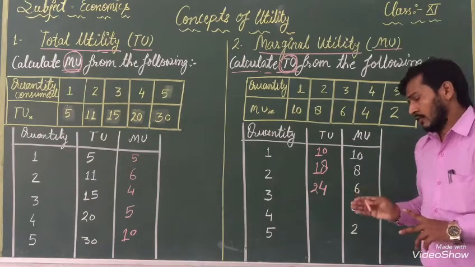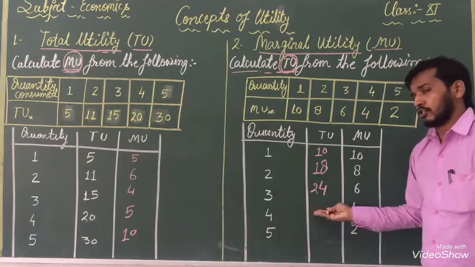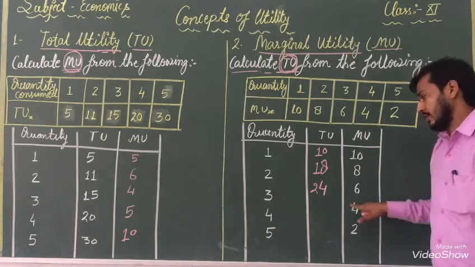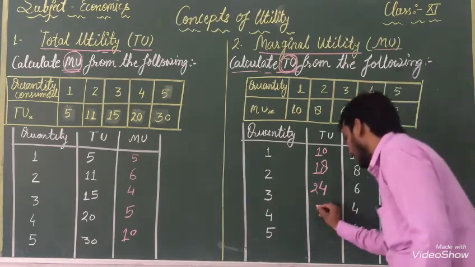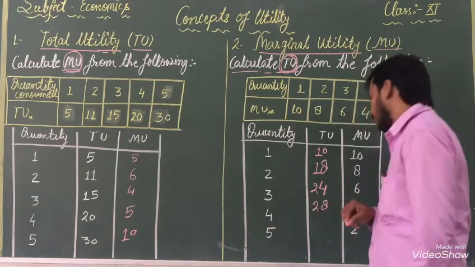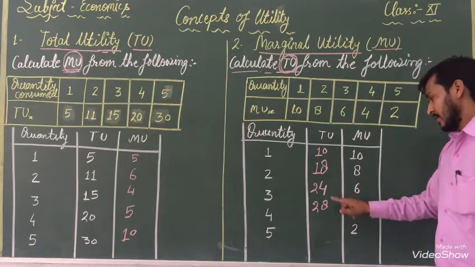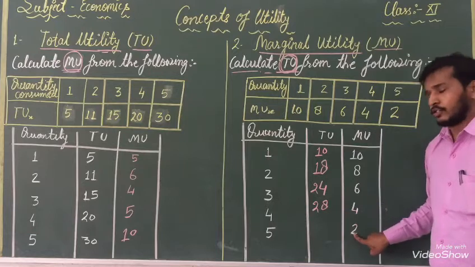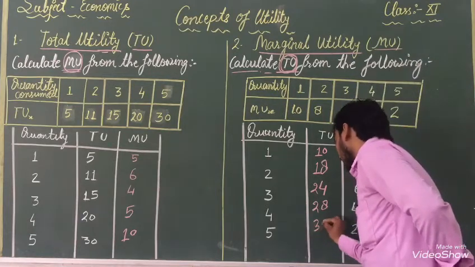Okay. So once again, come to the fourth one. Here is the 4. After that, what will we do? We have to add here. Next, 28. After that, the fifth one and 2. 28 plus 2 means the next one is 30.